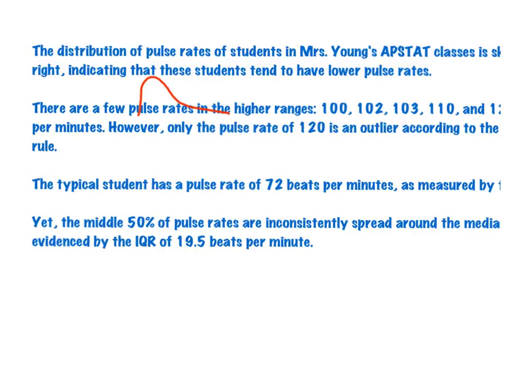The middle 50% of pulse rates are inconsistently spread around the median. This is evidenced by the IQR of 19.5 beats per minute. We have almost a 20 beat per minute difference between Q1 and Q3, which is rather large when we're talking about beats per minute. If we're talking about SAT scores or salary, $20 or 20 points doesn't make a big difference, but in this case, beats per minute does make a huge difference.